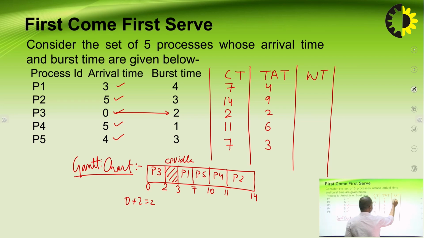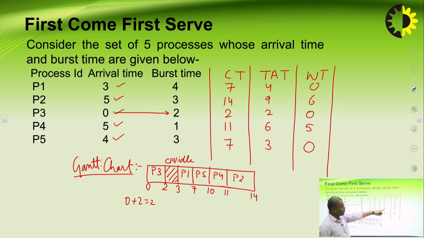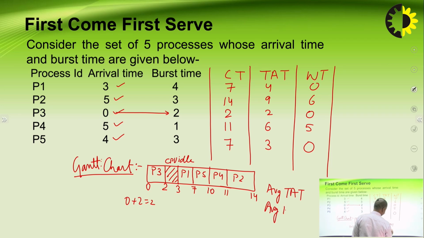4 minus 4, 0; 9 minus 3, 6; 2 minus 2, 0; 6 minus 1, 5; and 3 minus 3, 0. This is the waiting time. So the waiting times for the processes are 0, 6, 0, 5, 0. Now we have to calculate the average of TAT and the average of waiting time.